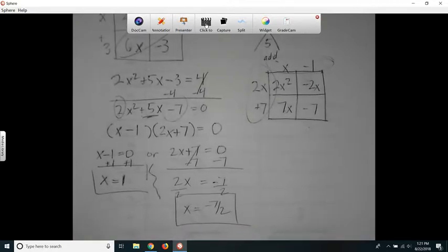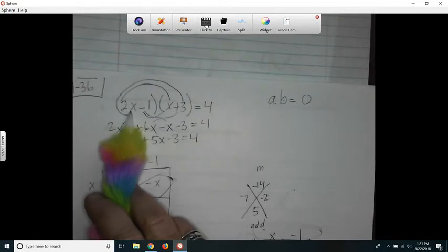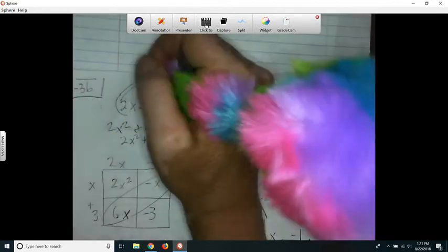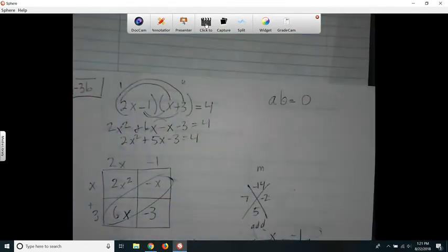I'm going to plug in the 1, because that should be easy. Here's the original problem. 2 times 1 is 2, minus 1 is 1. And then 1 plus 3 is 4. 1 times 4 equals 4, so I know that worked.